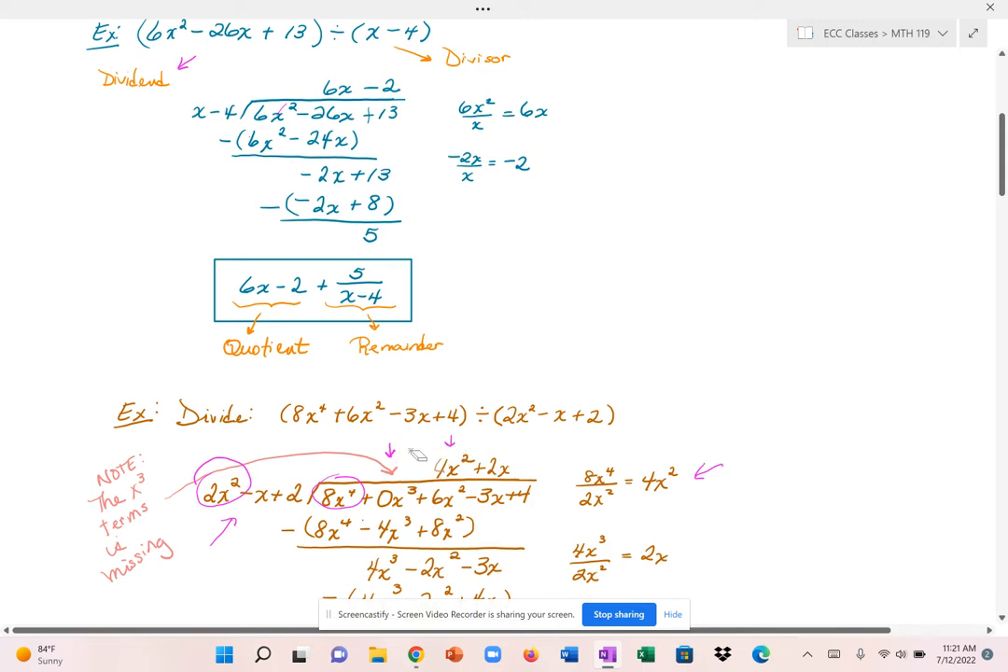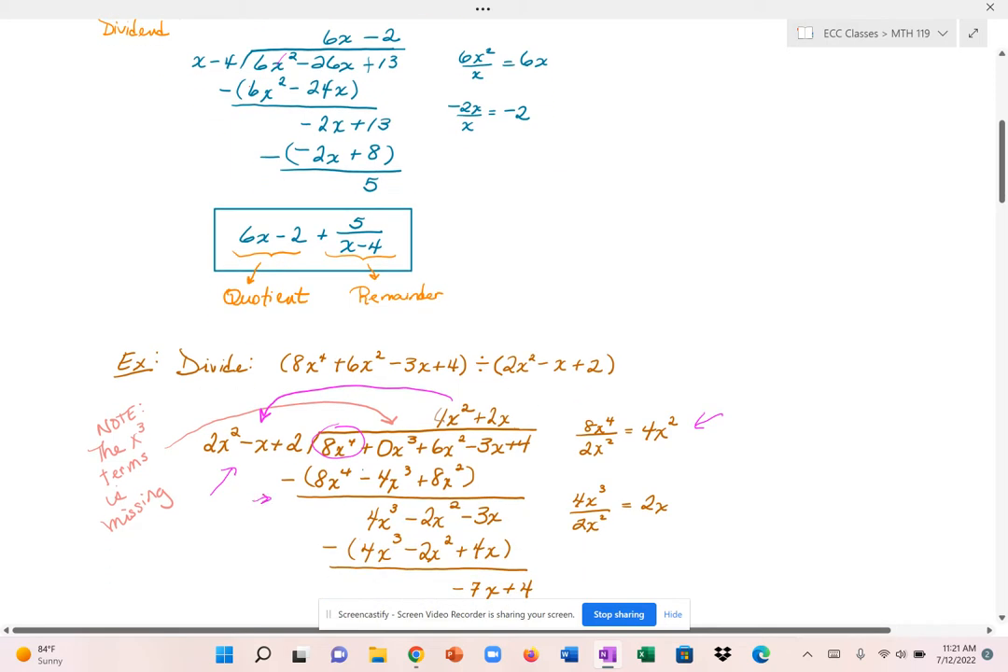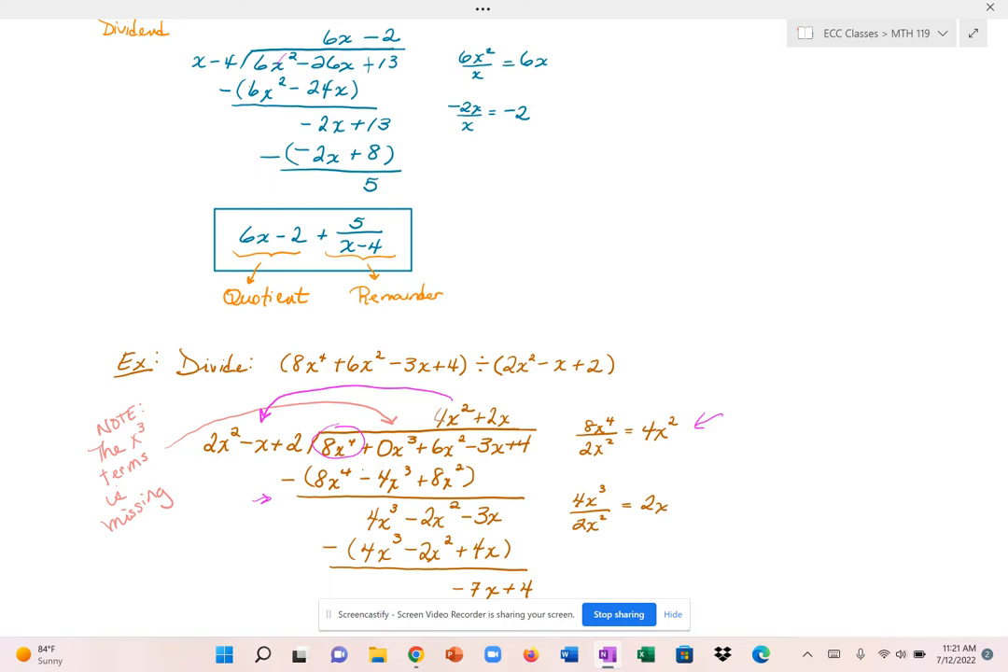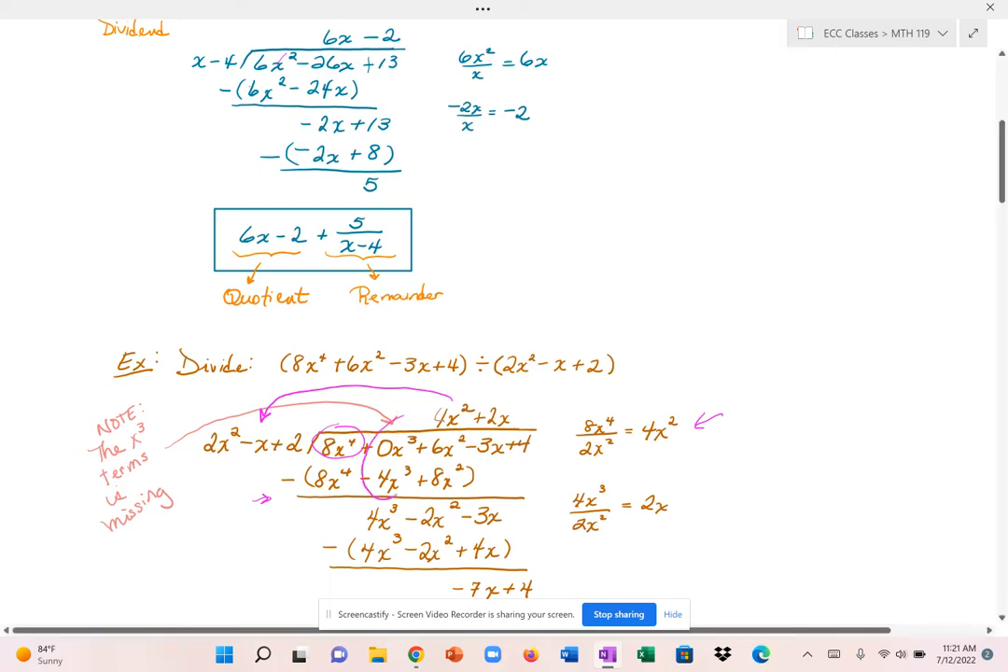Then multiply 4x squared across your divisor. So 4x squared has to get multiplied by these three terms. And so that gives me what you see on the next line, 8x to the fourth minus 4x to the third plus 8x squared. So again, we want that 0 there so that the x cubed terms line up properly. And then you have to subtract. And again, when I subtract, that minus sign is going to get distributed all across what you see inside of those parentheses.